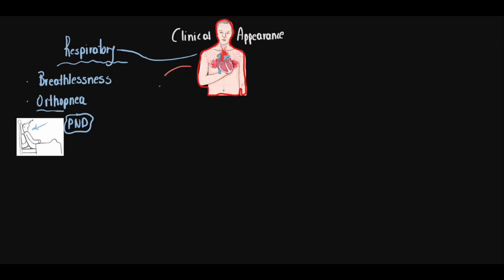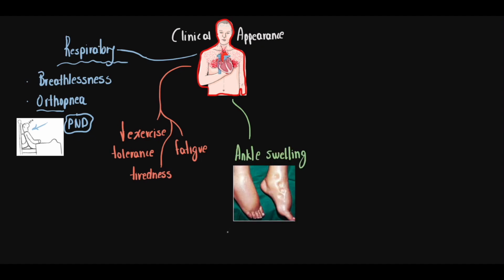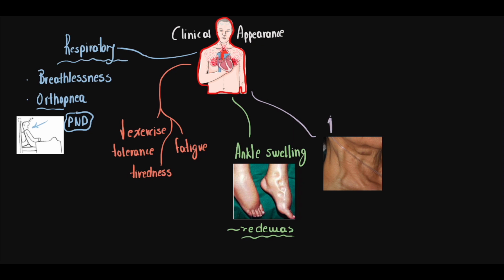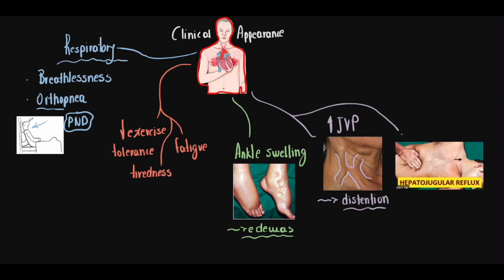Now, as a general clinical appearance, we have reduced exercise tolerance, as well as fatigue and the feeling of tiredness. Of course, heart failure, and more specifically congestive heart failure, will lead to ankle swelling. We're going to have the clinical picture of ankle edemas. In addition to that, we're going to have increased jugular venous pressure and jugular vein distension, again due to congestive heart failure, as well as the so-called hepatojugular reflux. When we palpate the liver, this will increase the venous pressure, causing jugular venous distension due to the liver palpation.